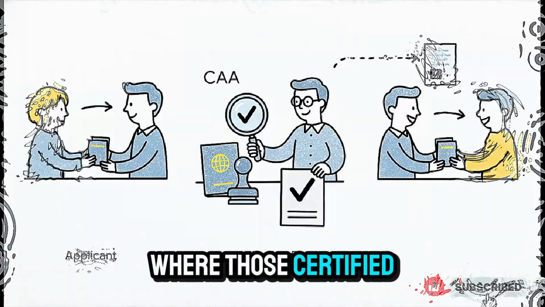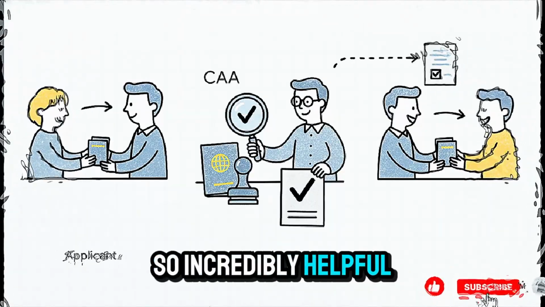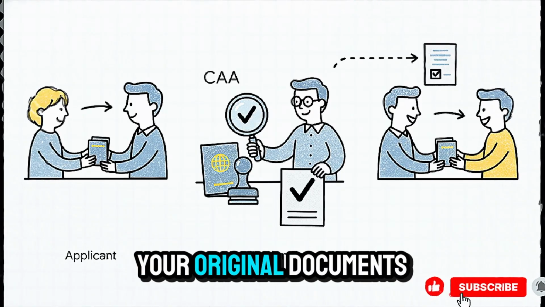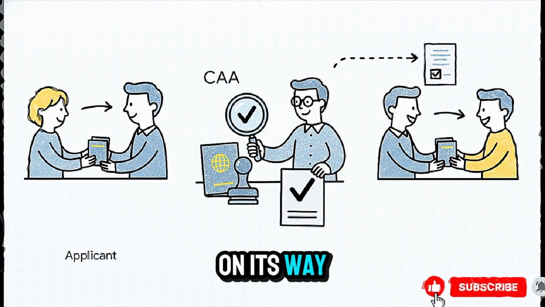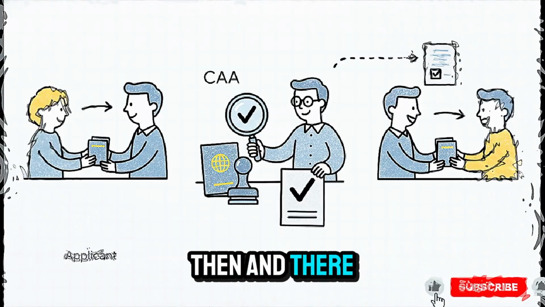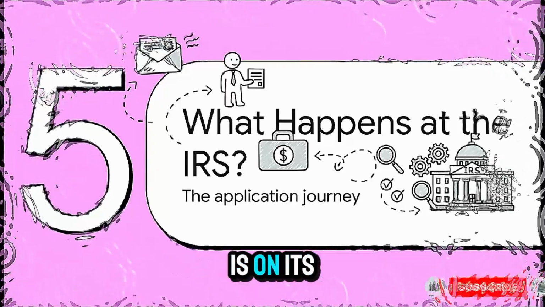Well, this is where those certified acceptance agents, the CAAs, are so incredibly helpful. They are officially authorized by the IRS to look at your original documents, confirm they're legit, and then they send your application on its way without your passport. You get your documents back right then and there. It's a huge deal.